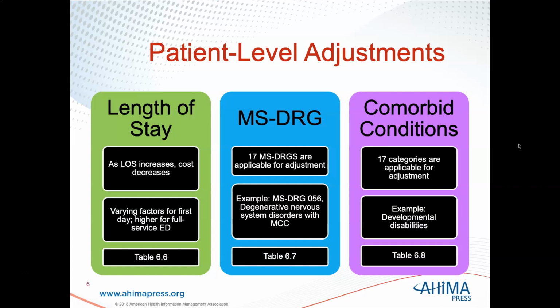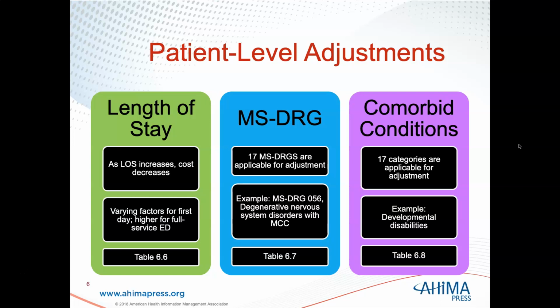There are 17 MSDRGs available for adjustment. And when it comes to CCs or MCCs, there are 17 categories that are applicable. And this makes sense if you think about it. Looking at page 129 in your book, the first day a patient is receiving inpatient psychiatric facility services is a very intense day. They're getting all their intake. They're getting their history and physical done. They're getting assessed by nursing. They're having a lot of tests run. It's a very resource-intensive day.